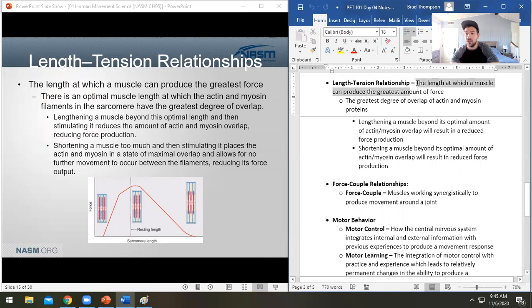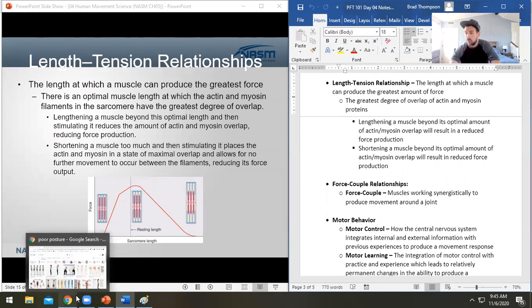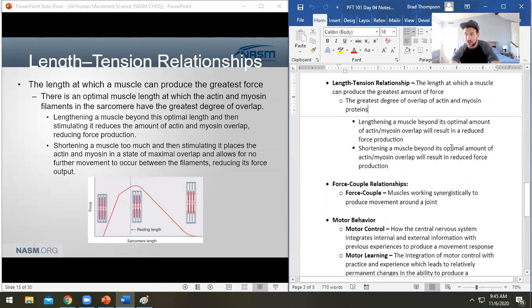It's the length at which a muscle can produce the greatest amount of force. On a more scientific note, if you zoom in on your muscle fibers, it's the greatest amount of overlap between those actin and myosin proteins. Remember when we talked about actin and myosin in our muscular system? Myosin has to be able to reach up, grab that actin and pull it. But if it's already pulled, already in a shortened position, there's nowhere to go. Your muscle can't generate any more force, so it's weaker than it should be.